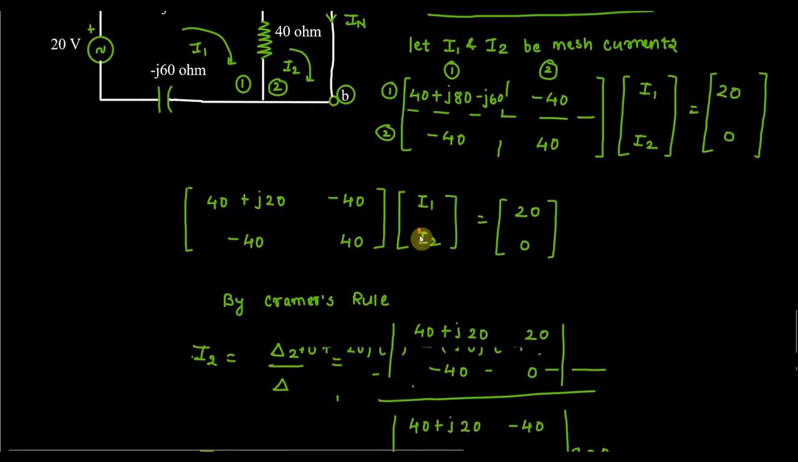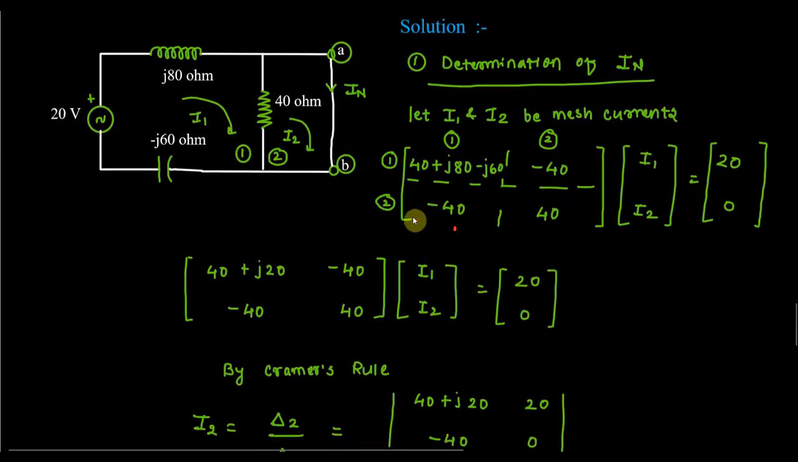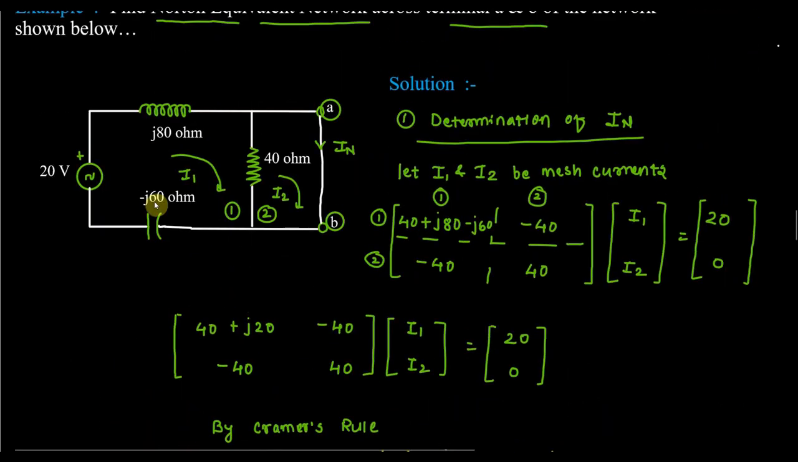So I have simply applied mesh analysis. We have done so many times here. Fine. Now, what is the second step to draw the Norton's equivalent model? The second step here is to find the value of Zn. The second step is determination of Zn. So, to find the Norton's equivalent impedance, we have to deactivate all the independent energy sources. So this is a voltage source and this voltage source should be replaced by a short circuit. And we will find the impedance seen from the terminal AB.